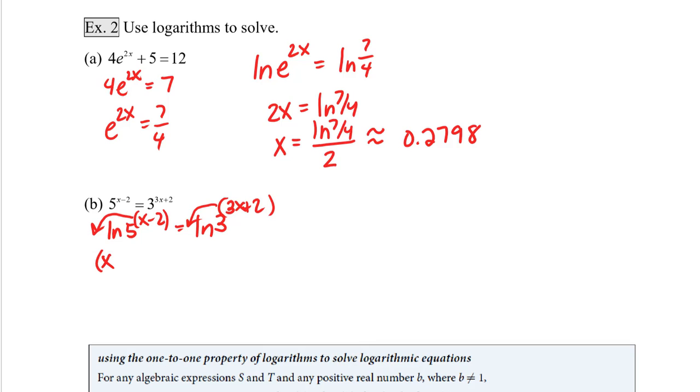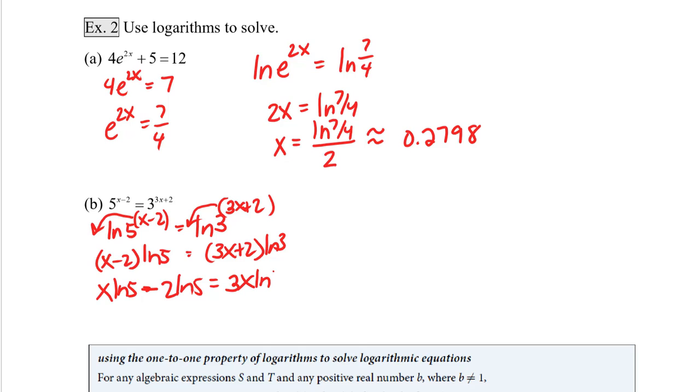So this turns into x minus 2 times the natural log of 5 is equal to 3x plus 2 times the natural log of 3. So I'm trying to isolate x. The first thing I have to do is distribute. So I'm going to have x times the natural log of 5 minus 2 times the natural log of 5 is equal to 3x times the natural log of 3 plus 2 times the natural log of 3. I know this looks kind of messy, but whenever we're solving for a variable, we move all the terms with x on one side and all the other terms to the other side.